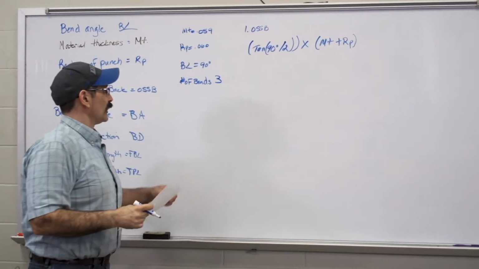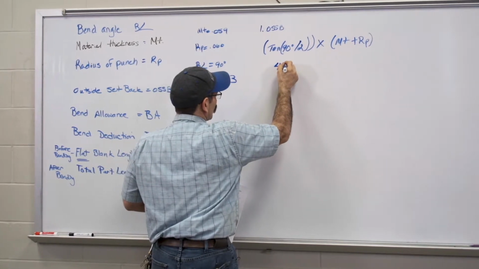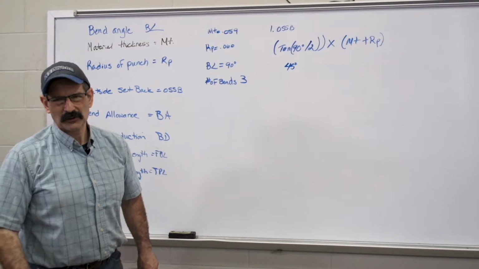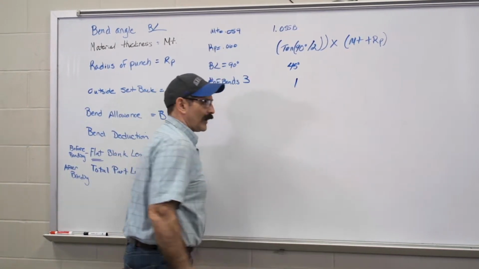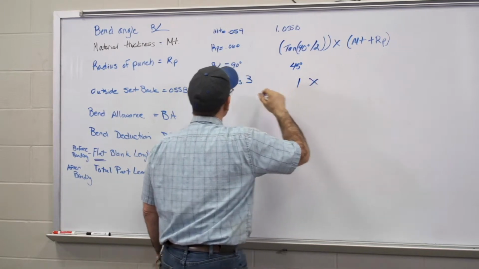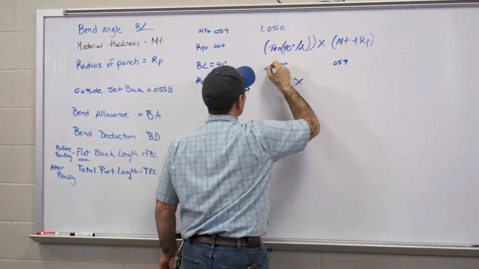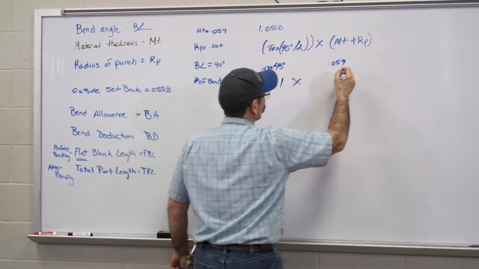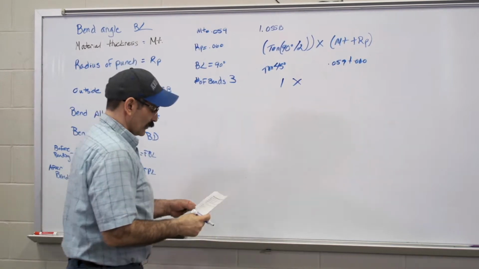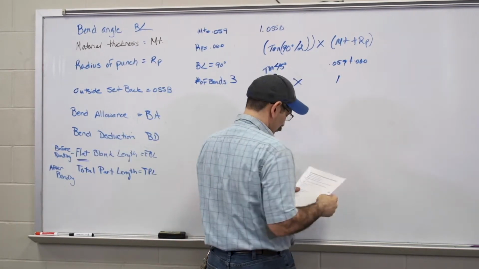Now this is why we like to do 90 degrees, because half of 90 is 45 degrees. And the tangent of 45 degrees, oh, it's wonderful, is 1. So 1 times material thickness, 0.059, plus 0.060. So I get 100 and, come on, John, think about it, 100.